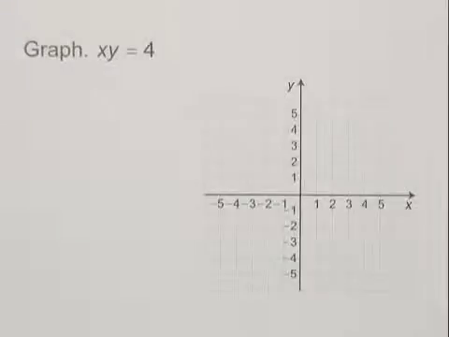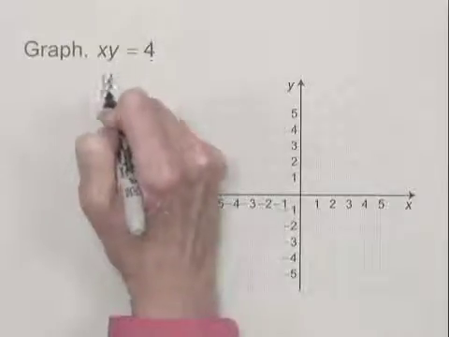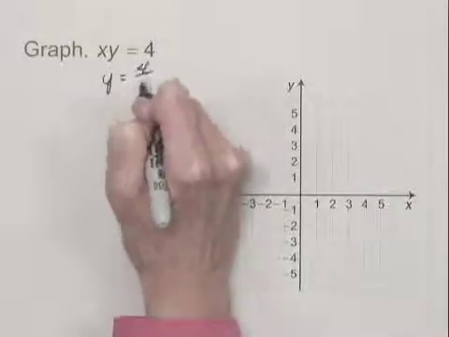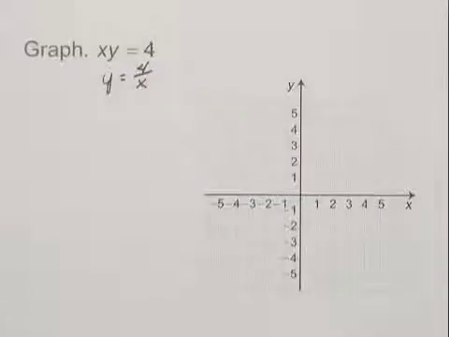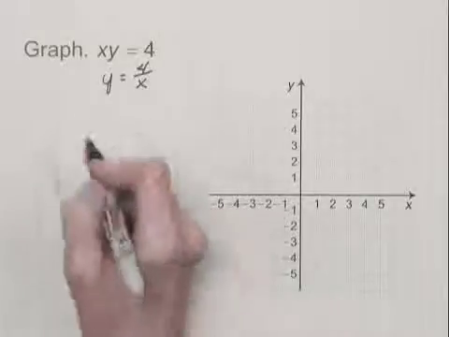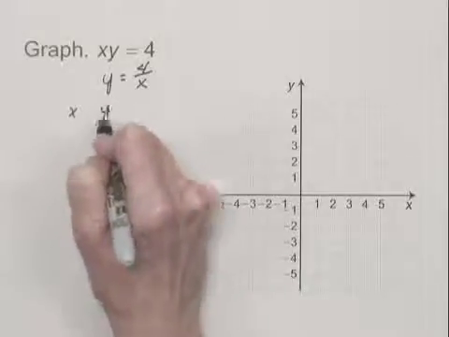Graph the equation xy equals 4. Let's begin by solving this equation for y, and we'll divide both sides by x, and we have y equals 4 over x. Now, this is the equation of a hyperbola, and we can find some points on the hyperbola just by substituting values for x and finding the corresponding y values.